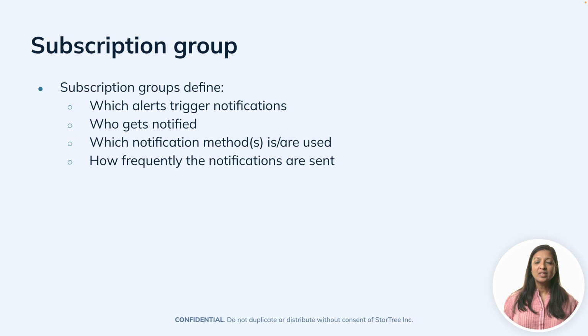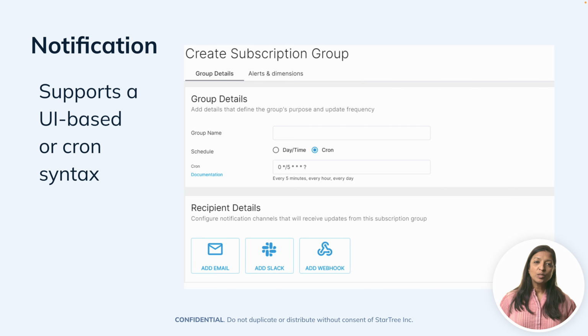ThirdEye uses the concept of a subscription group in which you can define which alert triggers notifications, who gets notified when an alert is triggered, and which notification methods are used, as well as how frequently the notifications are sent. ThirdEye supports a UI-based cron syntax to set up your notifications, or you can use a user interface to set the date, time, and frequency of notifications.